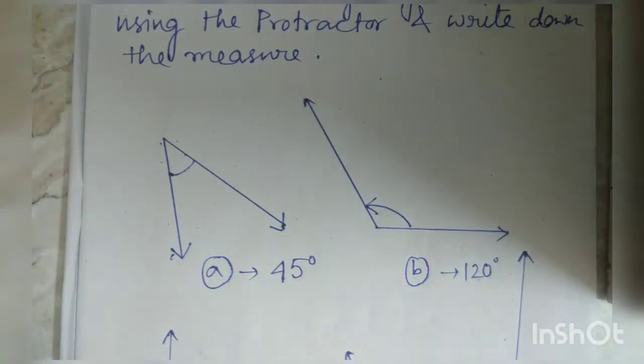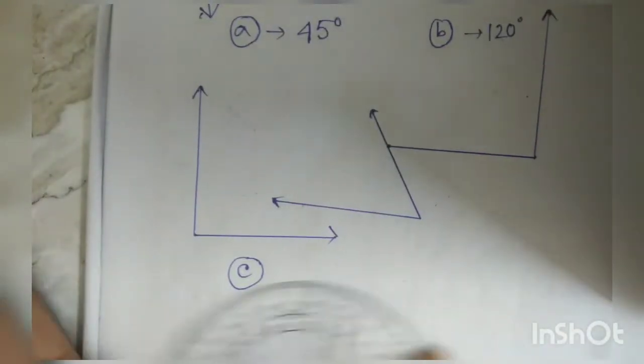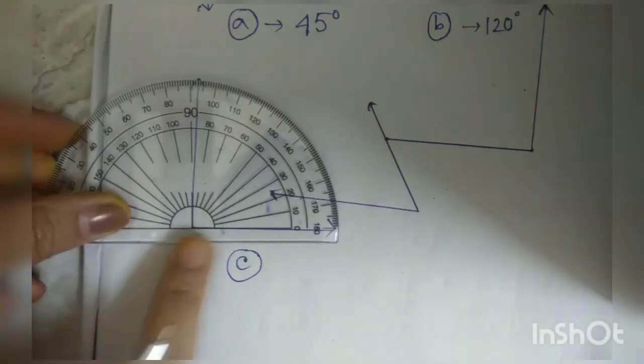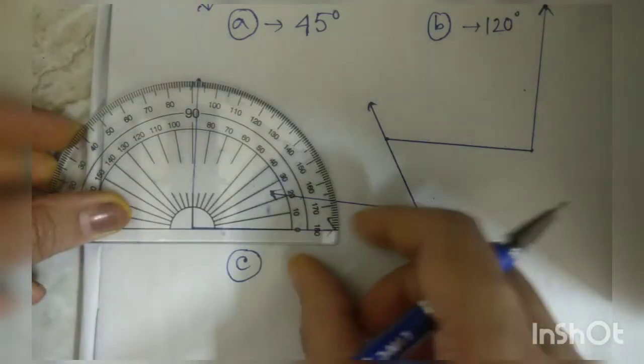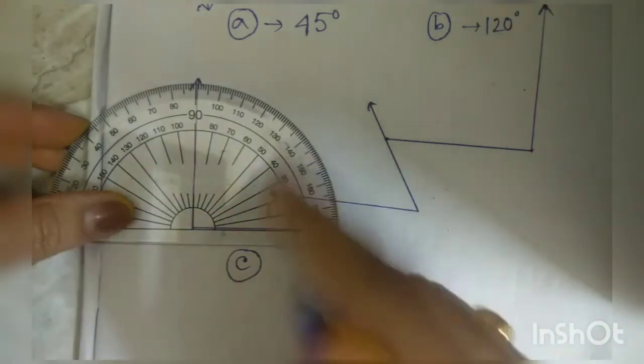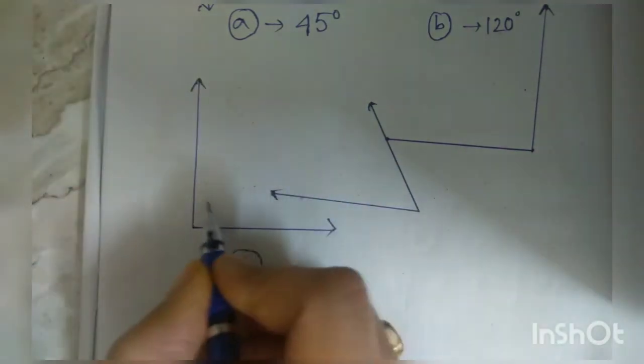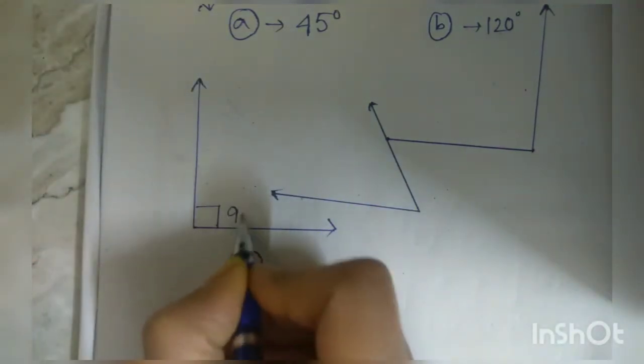Okay, now for this one, again just place the protractor here, with this point and this line. Similarly you can see that this line will exactly coincide with this 90 degree line, which means this angle is indicating the 90 degree angle.